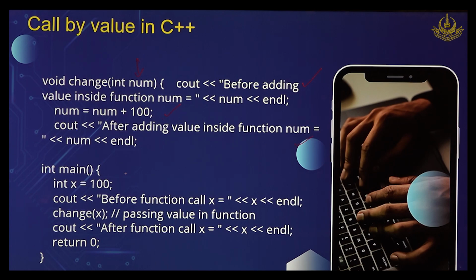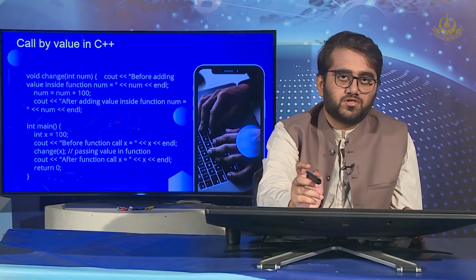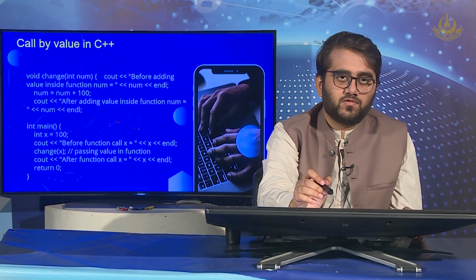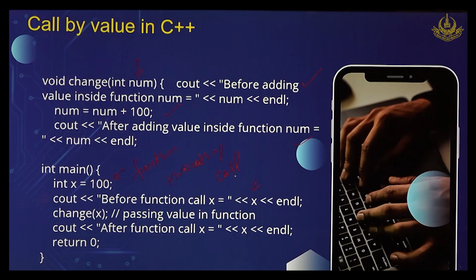If we come to the actual main program where the function invocation or function call is occurring, here in the function call we can see we are using a value. We have declared a variable x to be 100, and then we are printing the value of x. We are just showing the user the value of x before the function call. It prints 100 over here, and then we pass that 100 to this specific function.